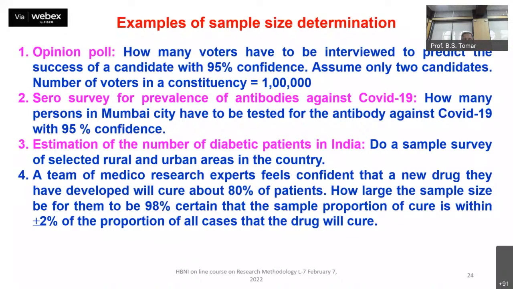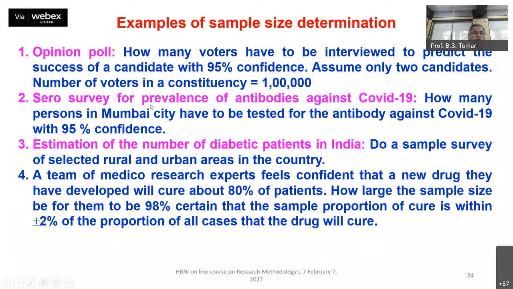So these are some typical examples, but it will be applicable in many, many cases. For example, if you are doing an opinion poll, I just gave some examples where you can use this knowledge. How many voters have to be interviewed to predict the success of a candidate with 95% confidence? Assume only 2 candidates, and the number of voters in the constituency is 1 lakh. So you can do a calculation. You must be seeing these days different channels showing opinion polls, and they do this exercise to arrive at a particular candidate's winning chances.